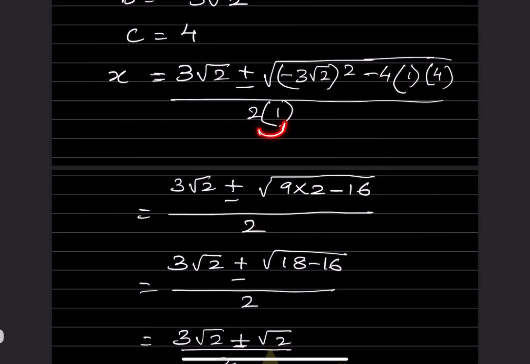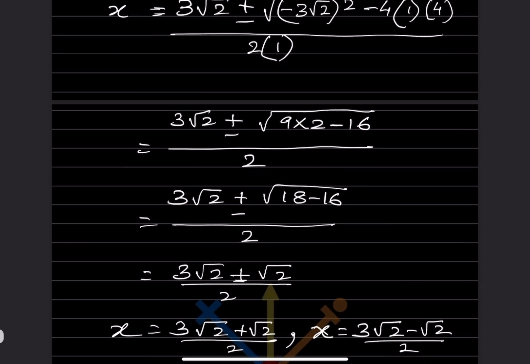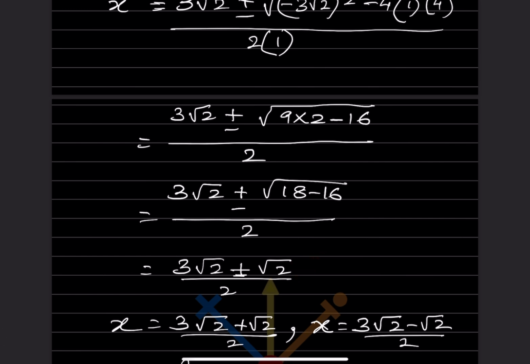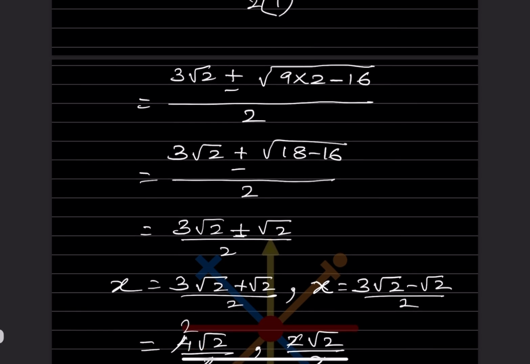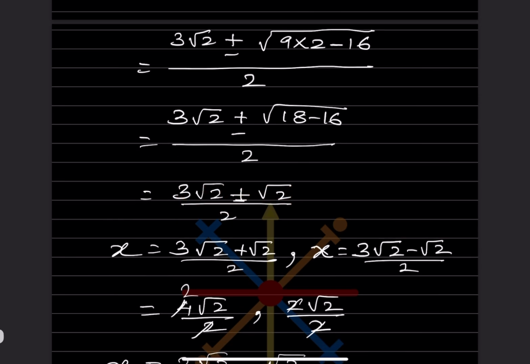Divided by 2 into 1, that is going to be 2. So 3 root 2 plus or minus the root of 18 minus 16, that means root 2, and the rest is all the same. Plus or minus means you write this whole thing once with plus and once with minus, divided by 2 the same. So what will happen here? This is going to be 1 over here.